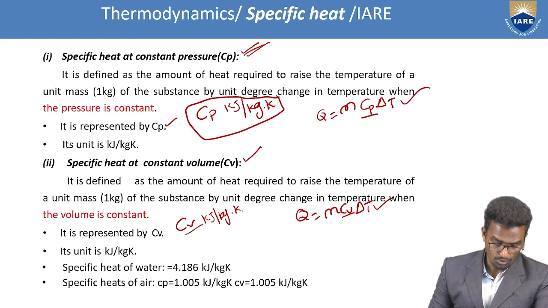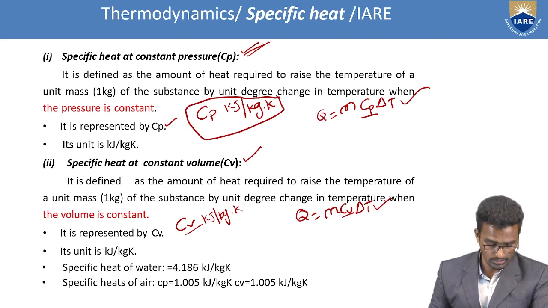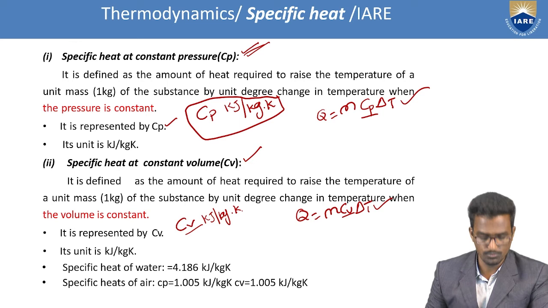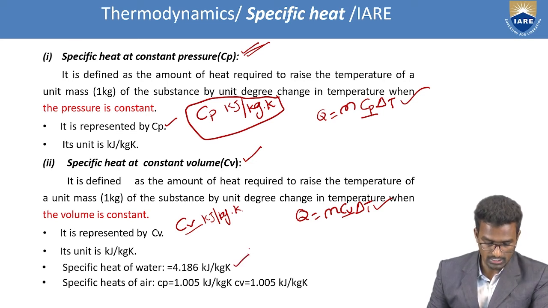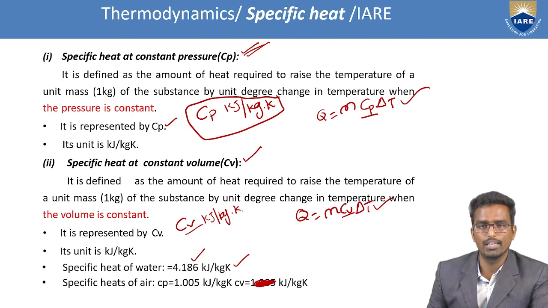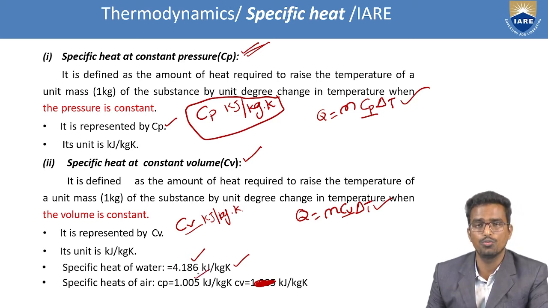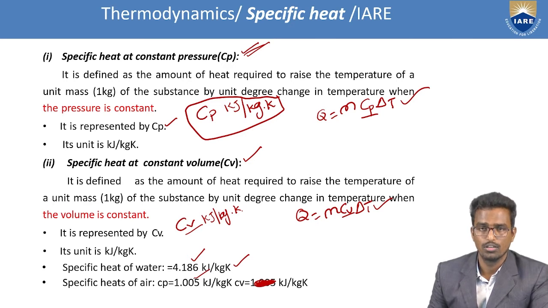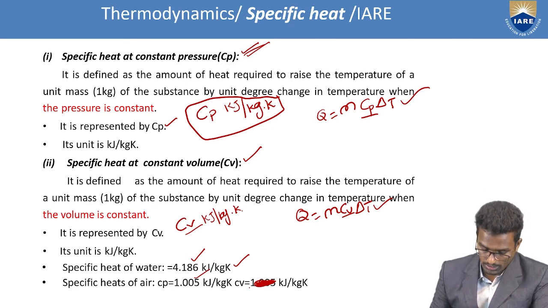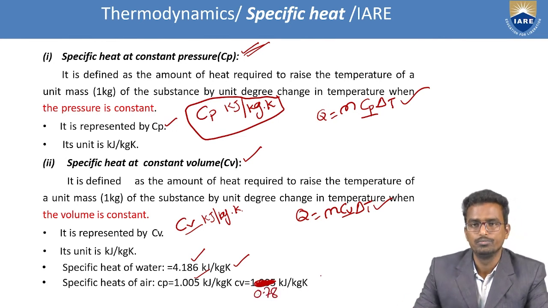Right. Next. In most cases while discussing thermodynamic systems, we have two things: specific heat of water and specific heat of air. These two we generally discuss. The specific heat of water is 4.186 kilojoule per kg Kelvin, the specific heat at constant pressure of air is 1.005 kilojoule per kg Kelvin, and the specific heat at constant volume for air you take as 0.78 kilojoule per kg Kelvin.